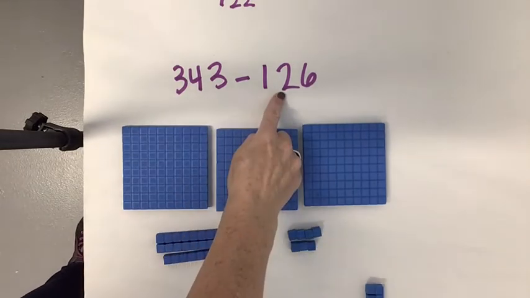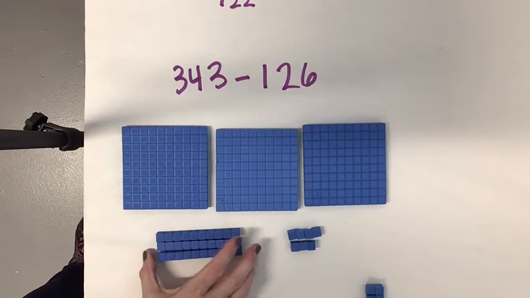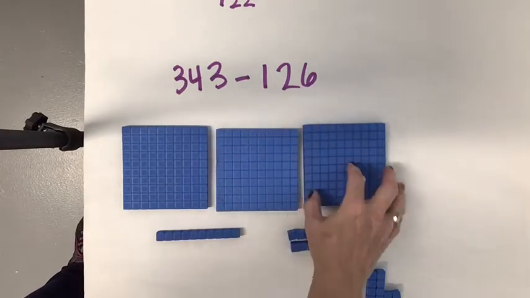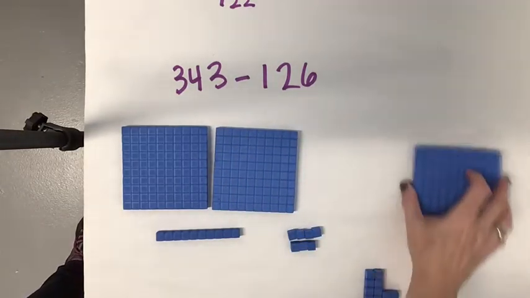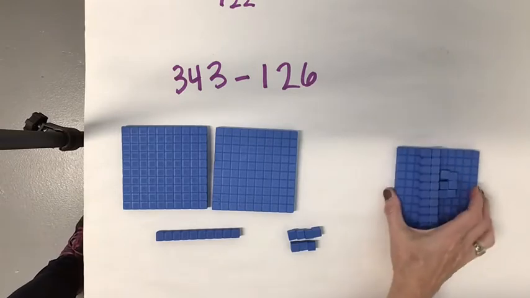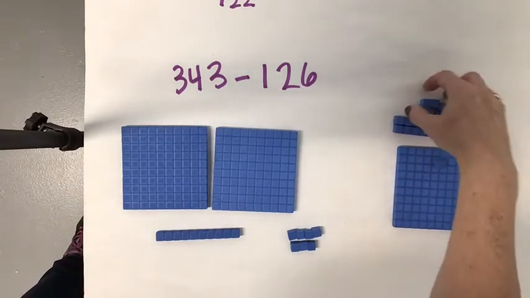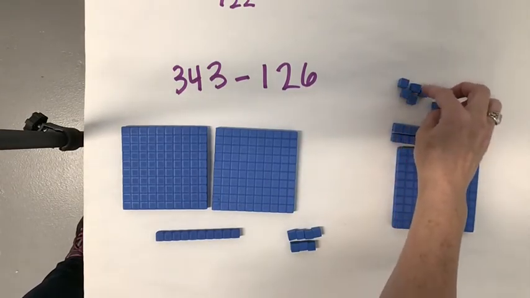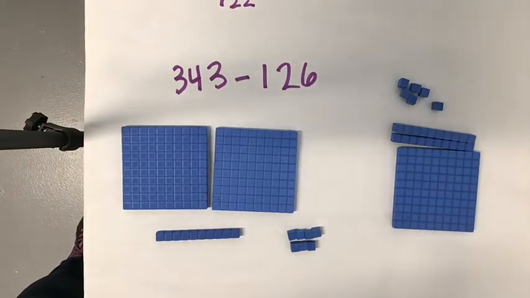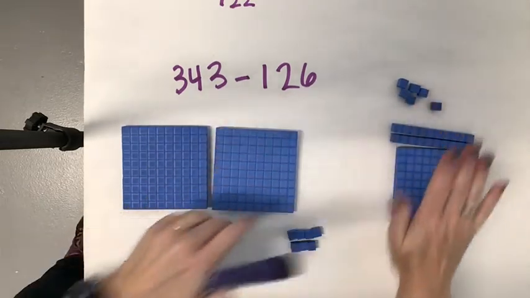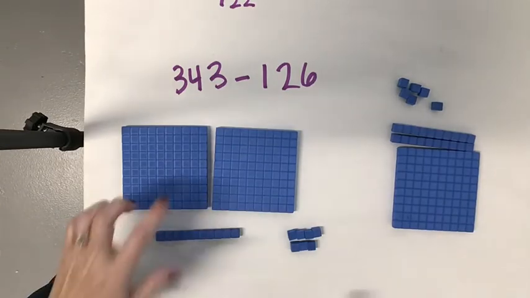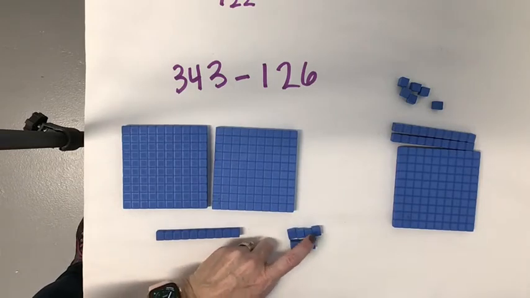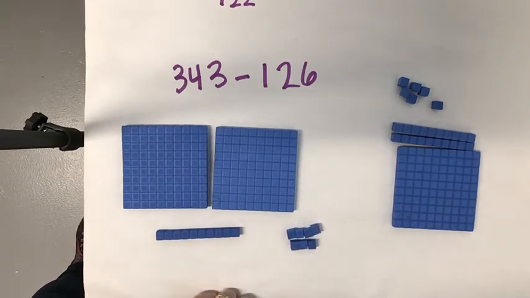Now I need to separate 2 tens, and I can do that. I have 3 tens here. I can separate 2 away. And then I need to separate 100 from this group. So here's the pile over here that I separated. If my kids need to count this to see that I've actually just separated 126: 100, 10, 20, 1, 2, 3, 4, 5, 126. So they can see here's the 126 and here's what I'm left with. I'm left with 100, 200, 210, 211, 212, 213, 214, 215, 216, 217.